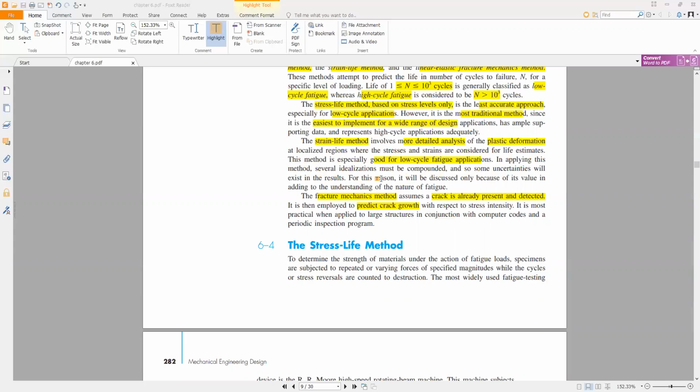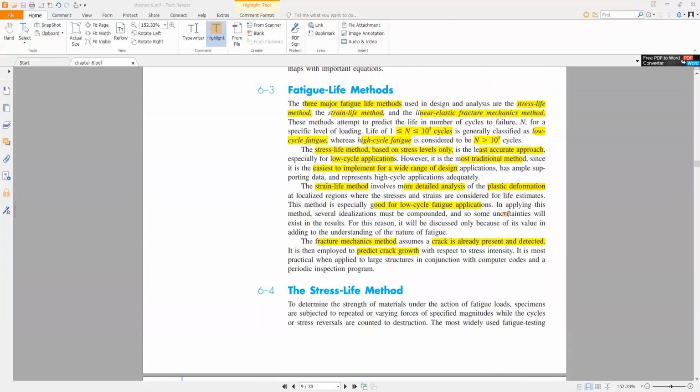Okay, another one, the fracture mechanics method. This assumes that the crack is already present and detected, so we can predict the crack growth, especially for high stress intensity. So basically we have three methods for different conditions.